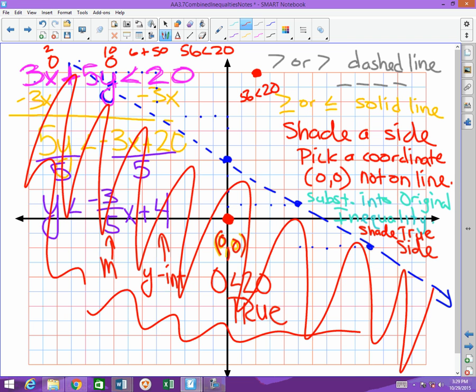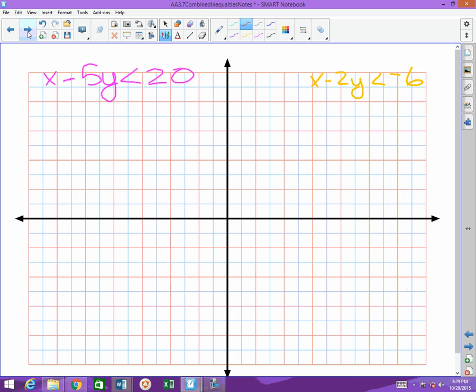All right, so a combined inequality would deal with two equations or more at one time, and then you have to shade the true part. This first one is x minus 5y is less than 20. So you subtract x, and you get negative 5y is less than negative x plus 20.